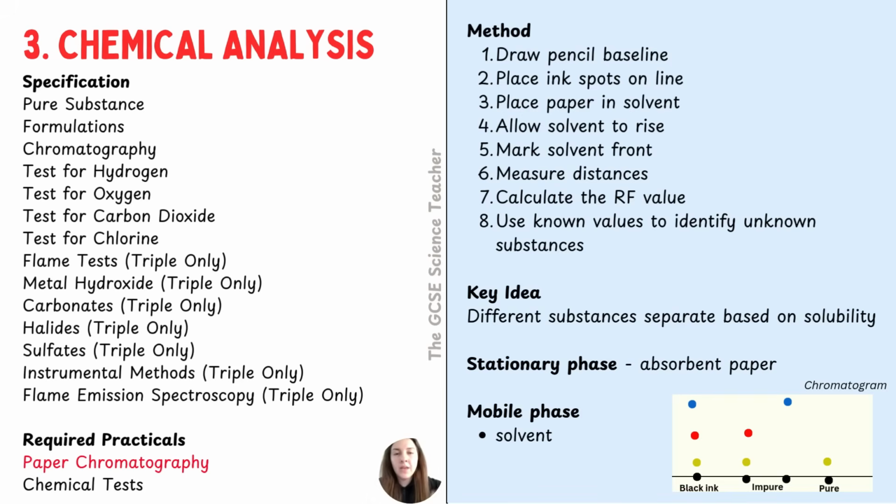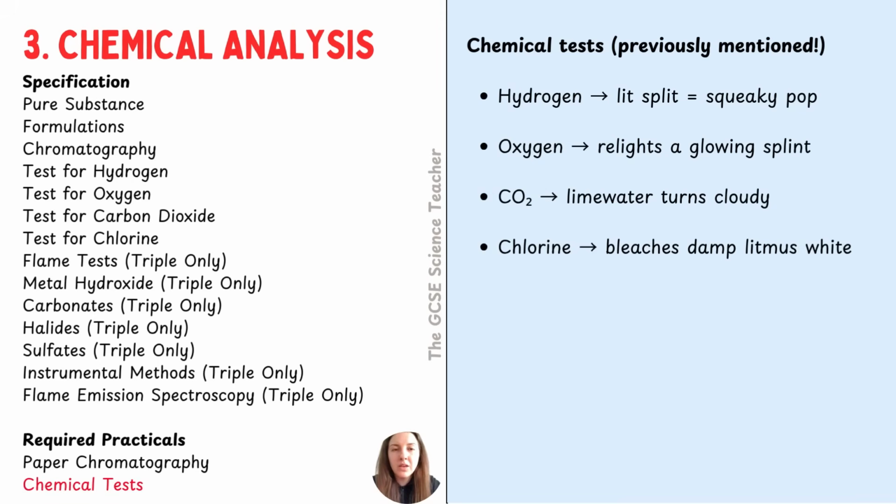So you want to draw a straight line, and essentially what you're doing is you're measuring the Rf value, so the distance from the line we drew in pencil at the beginning to the solvent front, and then also the distance from that line to each point, each of those different colors, and you divide them by one another. I mentioned this in a previous slide, and you can work out your Rf value from there. Chemical tests, I've mentioned this already, but just as a recap, here you are.